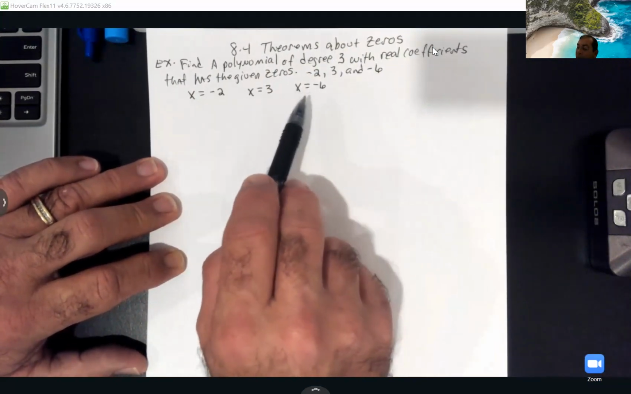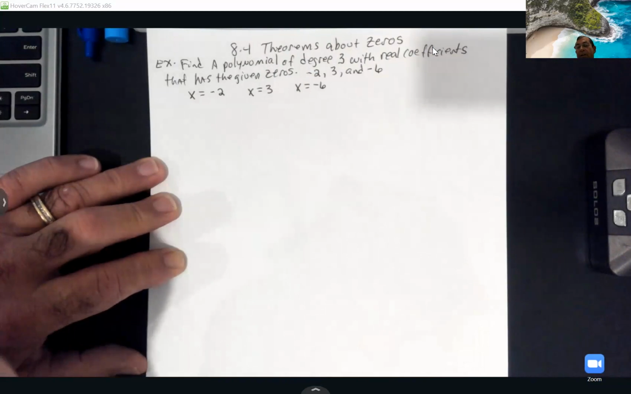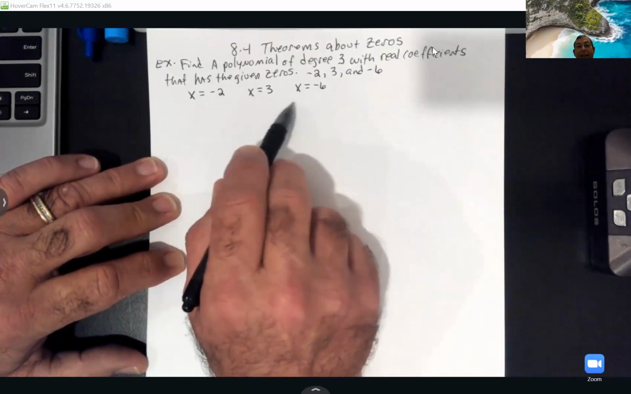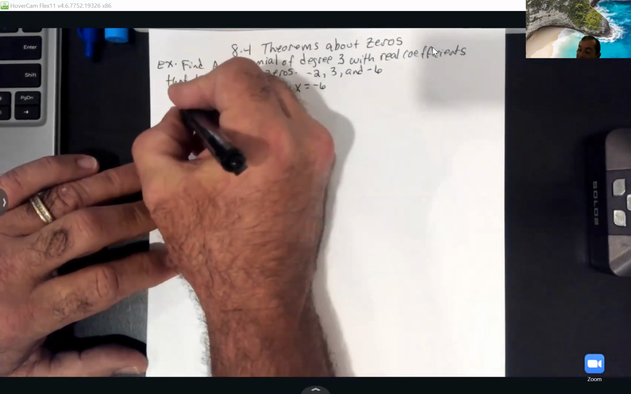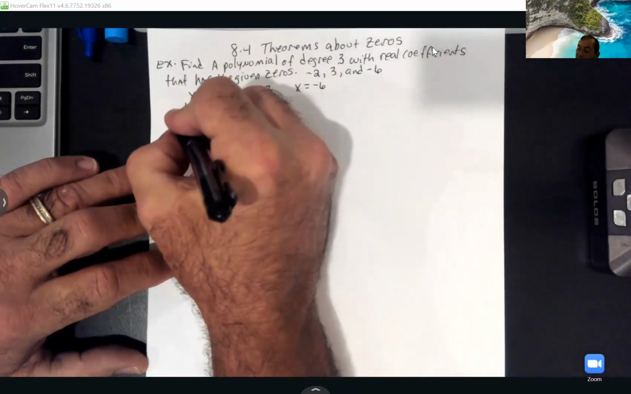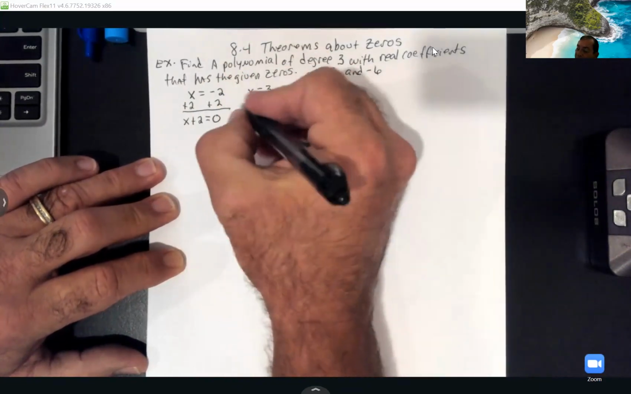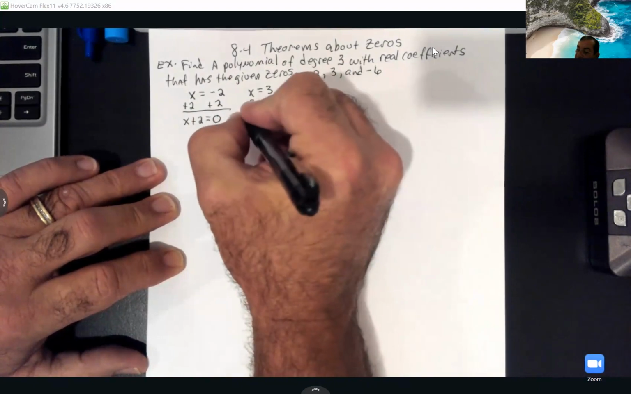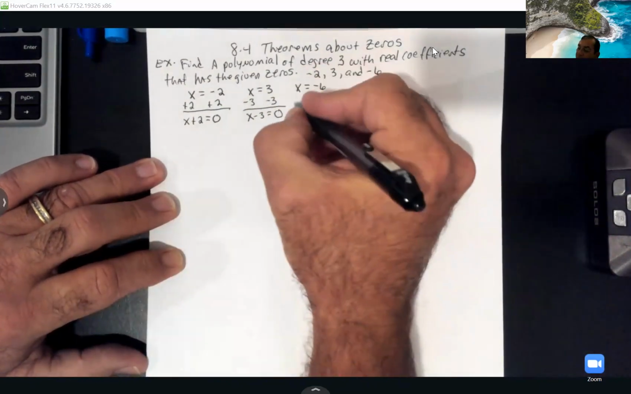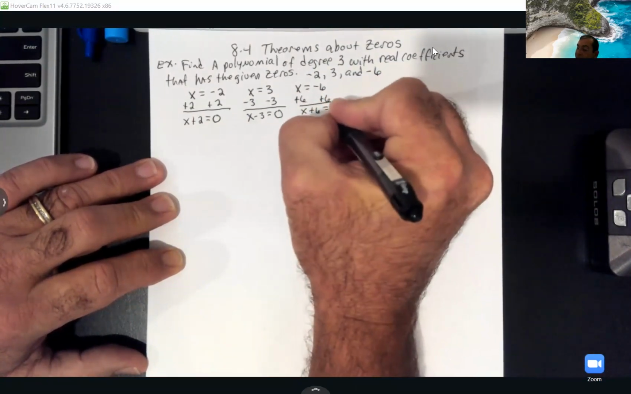Now our next step, we would like to get a 0 on the right side of each of these equations, because remember, we're going to work in reverse. So to get a 0 on the right side, you're going to add or subtract as needed. To make this a 0, I'm going to add 2 to both sides, and that'll give me x plus 2 equals 0. Second one, we'll subtract 3 from both sides, and we'll get x minus 3 equals 0. And on the final one, I'll add 6 to both sides, and I get x plus 6 equals 0.